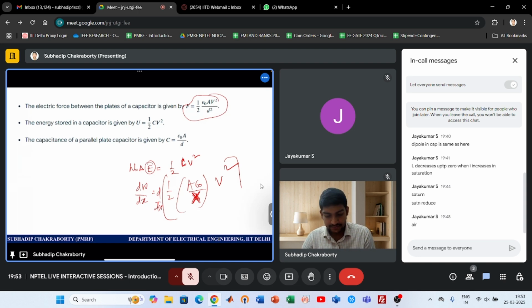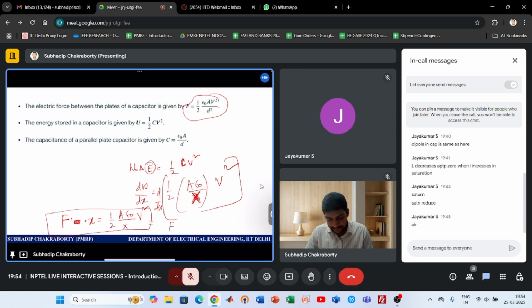So what is force? Force into X is nothing but energy. You can write it in any form, whatever you want to derive. So see, just derive, you will understand what I'm trying to tell. You can differentiate or you can just use this formula.